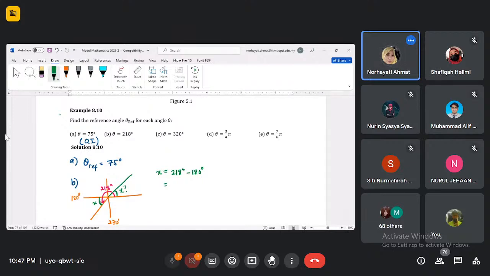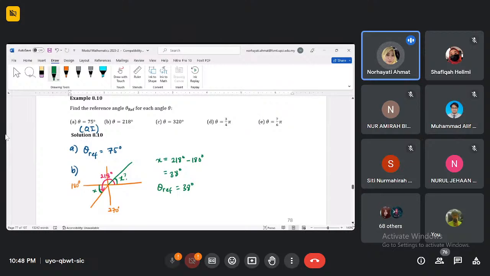So what do you get? 38. Pandai, bagus. So, 38. Okay, therefore, reference angle for question B is 38 degree. Okay, boleh? Boleh kelas? Boleh. Okay, teruskan. Nanti yang dua ni yang ini saya akan tanya dalam kelas. Yang ini, okay, kita buat satu lagi. D. Alright, D. Yang ini akan tanya dalam kelas. Okay, saya akan tanya dalam kelas.